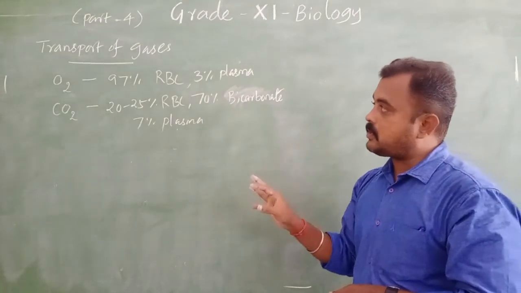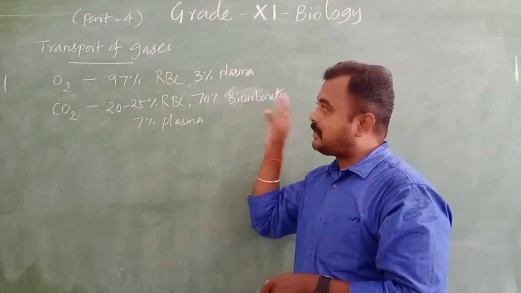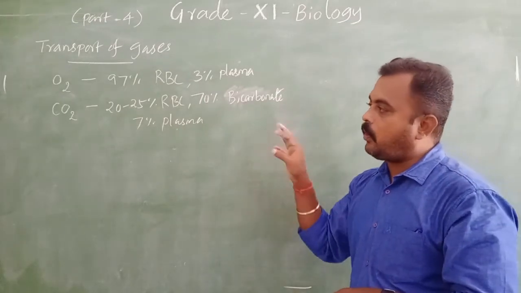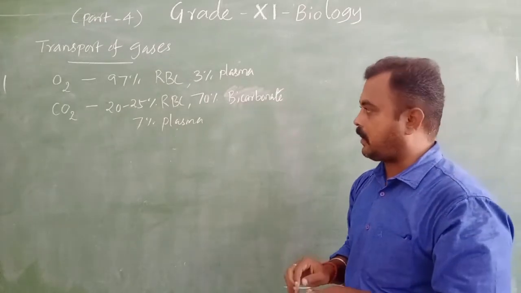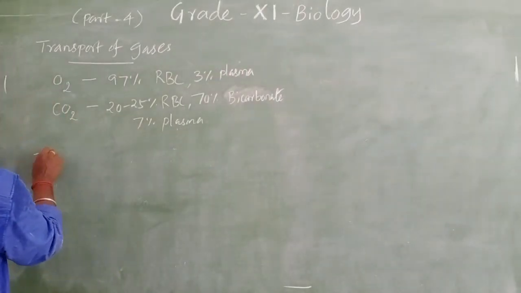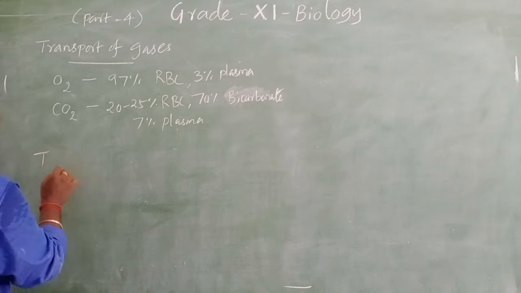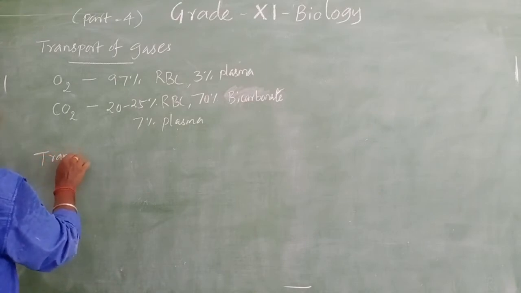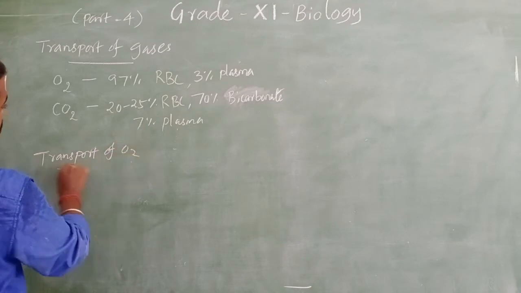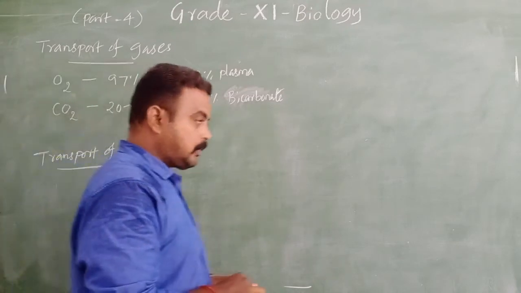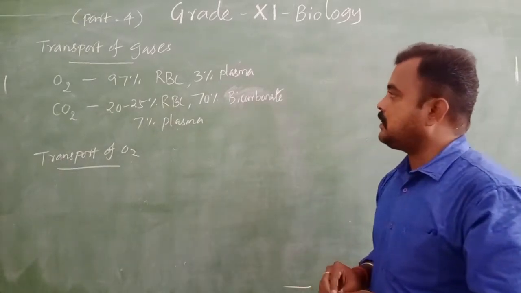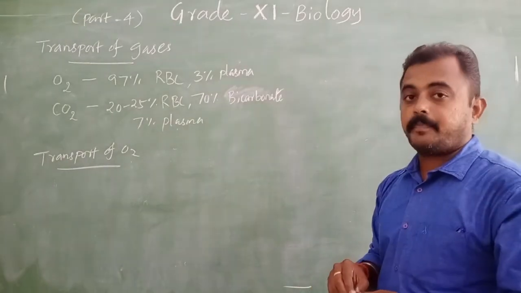Now we are going to see how the transport happens and what all the factors involved in that are. Okay, right. First one, we will see about transport of oxygen. Transport of oxygen is done by RBC and plasma.